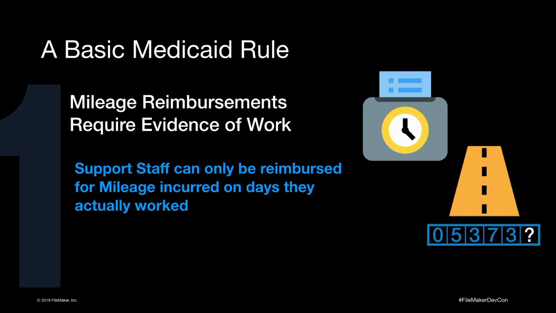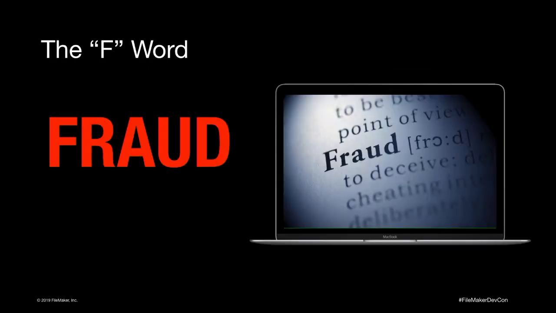It's pretty straightforward. When this occurs, by the way, it's usually the result of a correctable error. However, sometimes it's not an error, which brings us to the F word, fraud. Broken rules may indicate fraud, or they may just be errors that need to be corrected. In either event, the broken rules need to be identified.